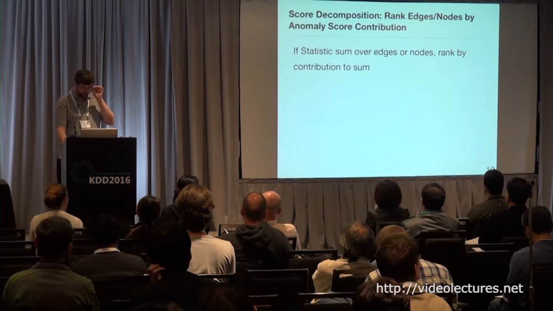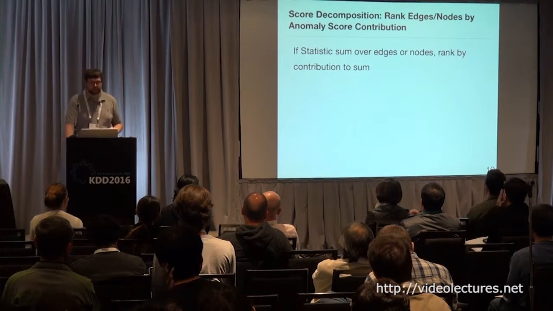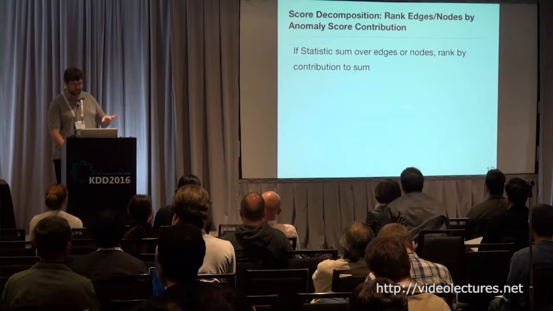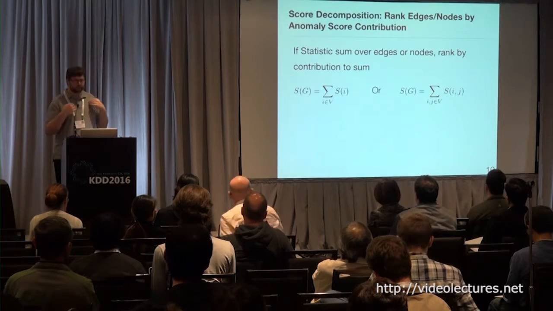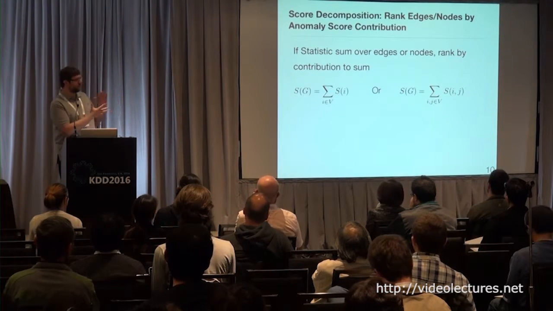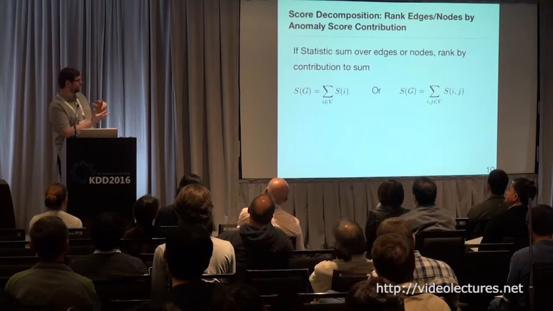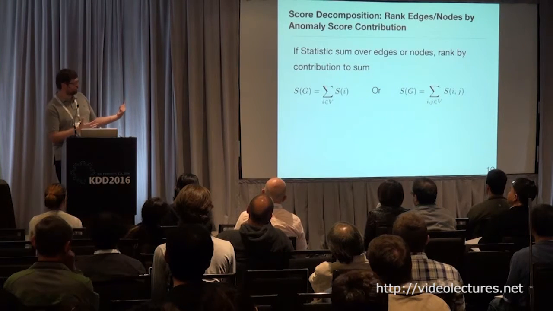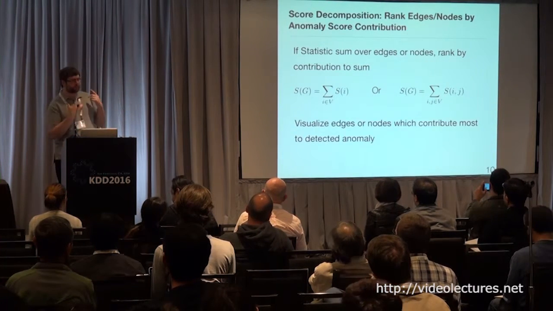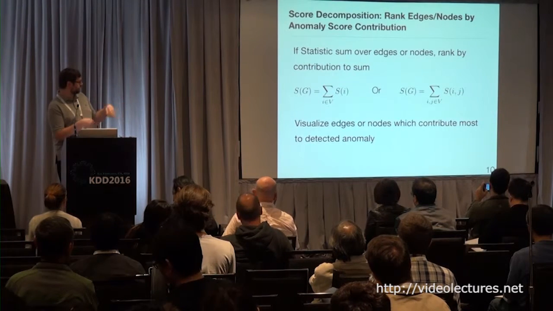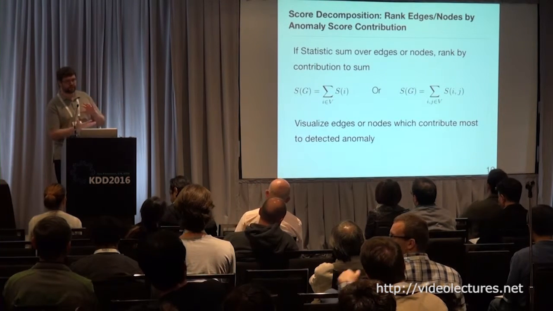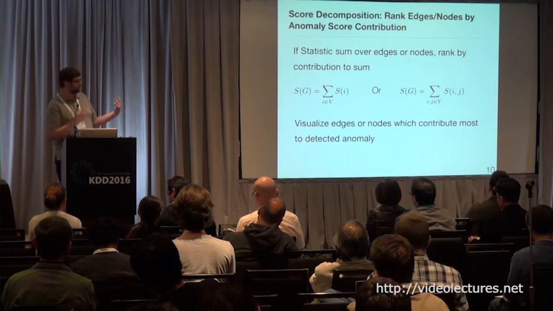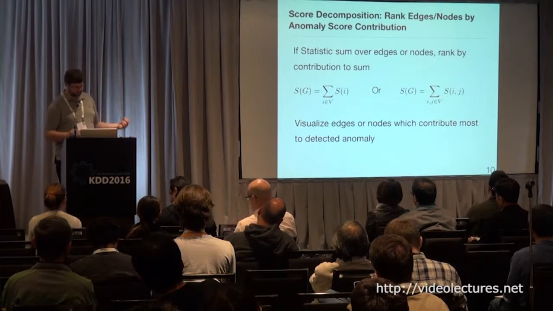Now, the approach we take to doing this is with score decomposition. So many graph statistics are sums over the edges or nodes in the graph. So basically, while the total score is over the whole network, there's a natural way to generate a score over a single node or a single edge in the network, and that's with the component of this sum. And then by using this kind of local score, you can use that to visualize the edges or nodes that are the biggest contributors to the anomaly score that caused the network to be detected in the first place.